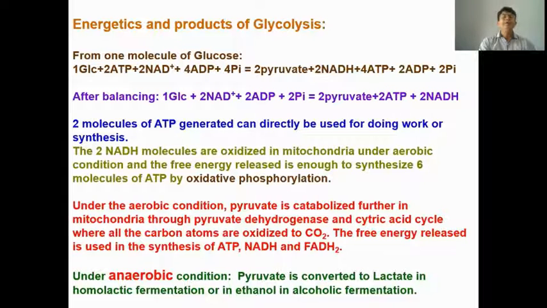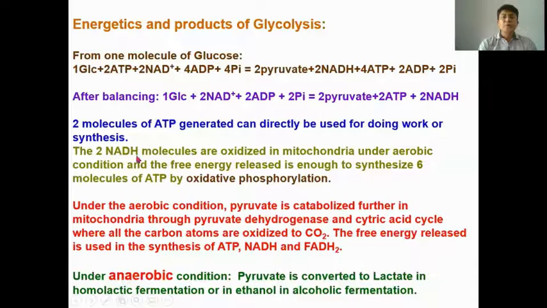And if we look at the energetics and products of glycolysis, from one molecule of glucose and 2 molecules of ATP and 2 molecules of NAD plus and 4 molecules of ADP and 4 molecules of inorganic phosphate, 2 molecules of pyruvate, 2 molecules of NADH, 4 molecules of ATP and 2 molecules of ADP and 2 inorganic phosphates are released. So if we look at the net reaction, then there is a net gain of 2 ATP and 2 NADH are formed from the splitting of glucose to 2 molecules of pyruvate.